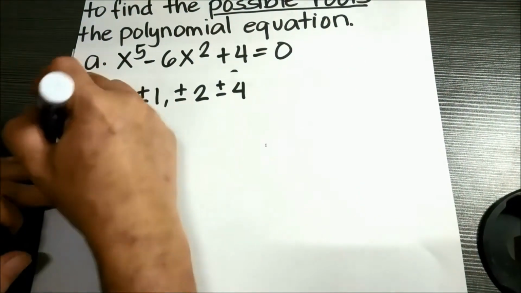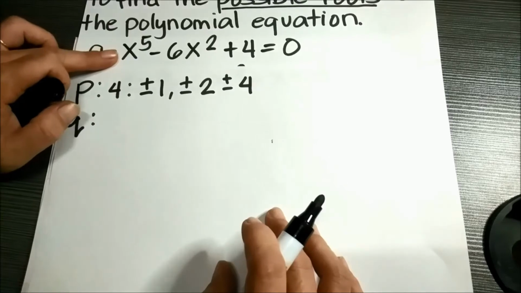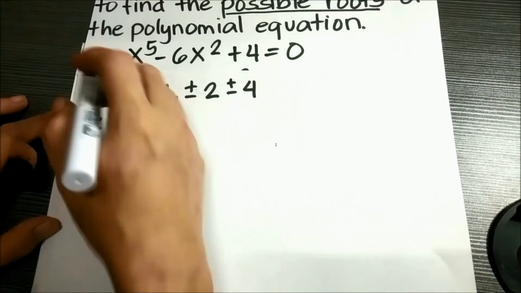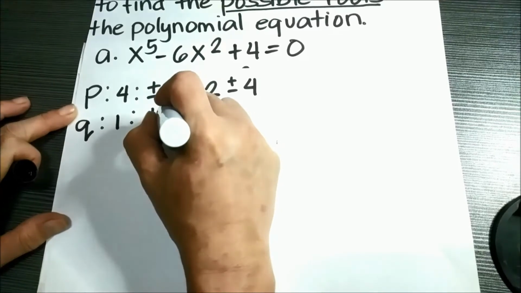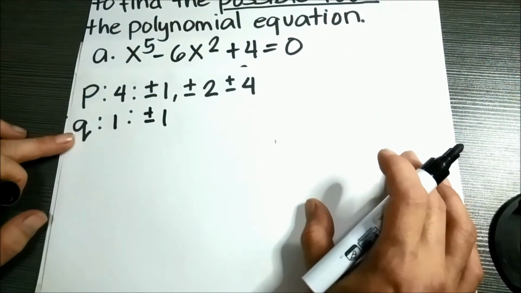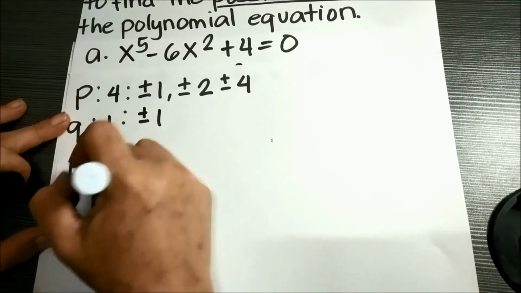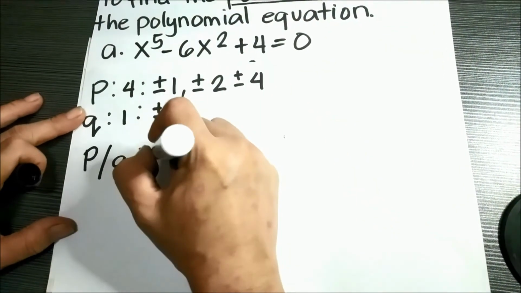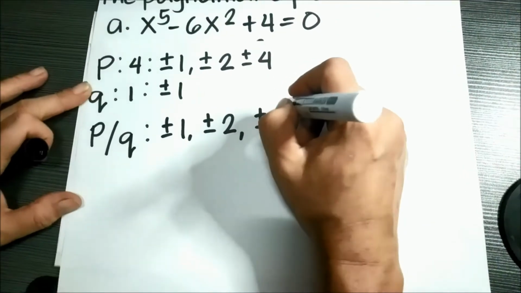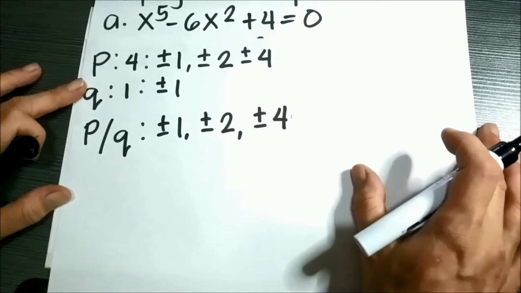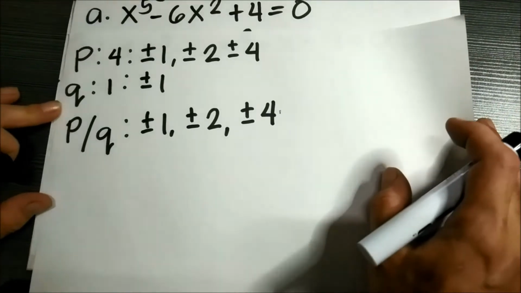Next, let us find Q. So, Q comes from the factors of our leading coefficient. In this case, it is 1. So, what are the factors of 1? It is simply positive, negative 1. So, if your Q is 1, then the possible roots of the polynomial equation, or P over Q, would be equal to positive, negative 1, positive, negative 2, and positive, negative 4. So, these are the possible roots of your polynomial equation x to the fifth minus 6x squared plus 4.